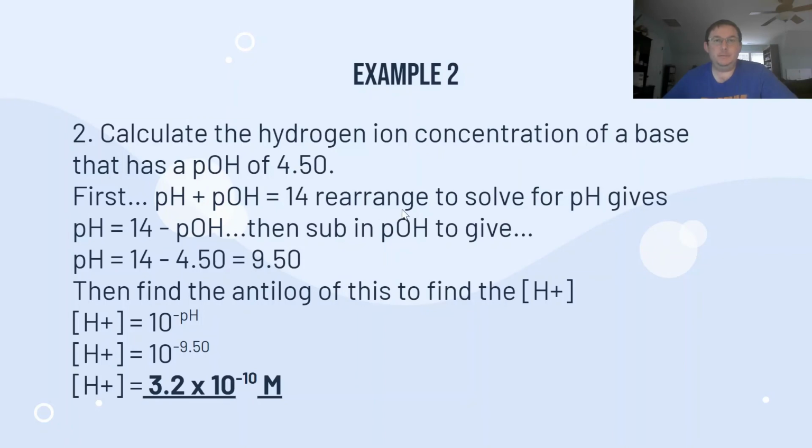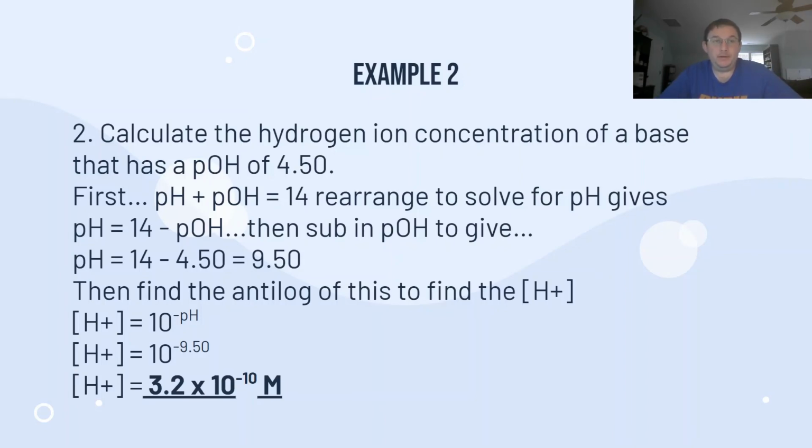So this is example problem number 2. Calculate the hydrogen ion concentration of a base that has a pOH of 4.50. So we're asked to find the hydrogen ion concentration, and we're given the pOH. So this is a 2-step problem. And again, we could go one of 2 ways, but I always prefer to use the equation pH plus pOH equals 14 because adding and subtracting is just a lot easier to me than trying to multiply or divide.